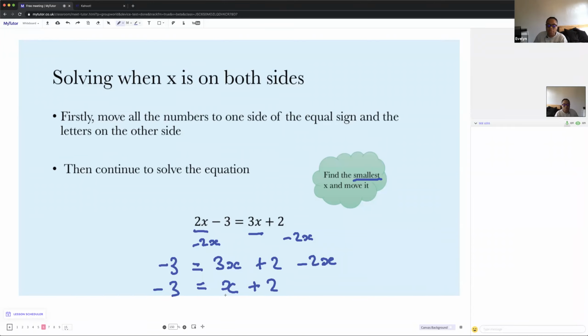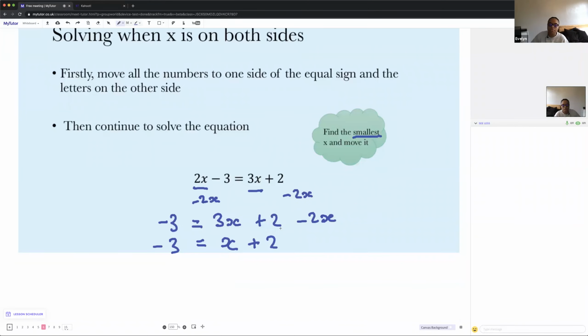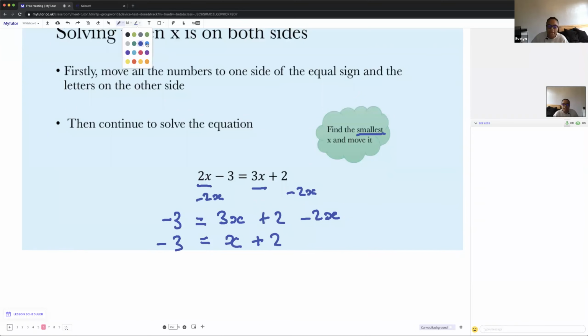Now this equation looks just like what we did on the previous page. The next step is to get x by itself, so I want to get rid of this plus 2. I'm going to subtract 2 on both sides. So we've got minus 3 minus 2 on the left and x on the right. Minus 3 minus 2 is minus 5. So x equals minus 5. And that's how we solve when x is on both sides. So find the smallest x, move it, and then solve.